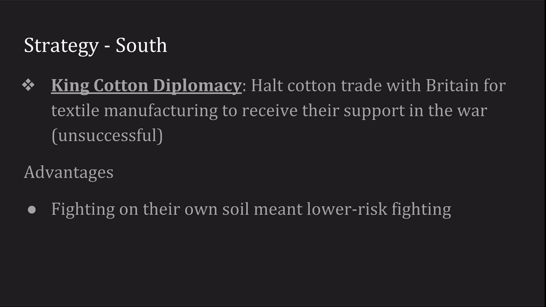The South's main strategy was to get Britain involved by refusing to sell cotton to them, because the British textile factories relied on raw cotton, their main import. They wanted to use that to essentially coerce them into supporting the South, but that didn't work. Then Southern advantages: they were fighting on their own land. That's a huge advantage. Fighting was lower risk. They knew the land better, which is definitely a huge advantage.